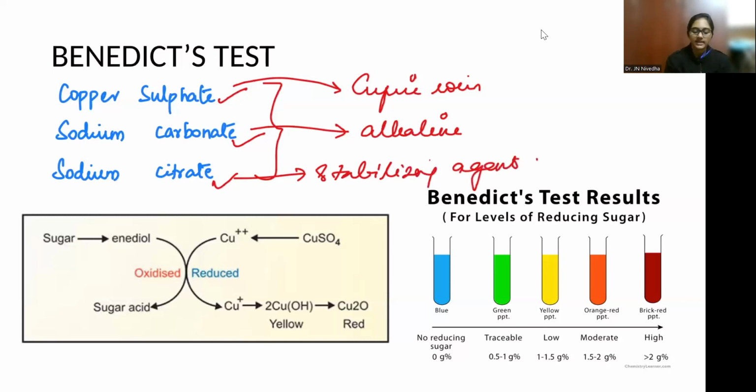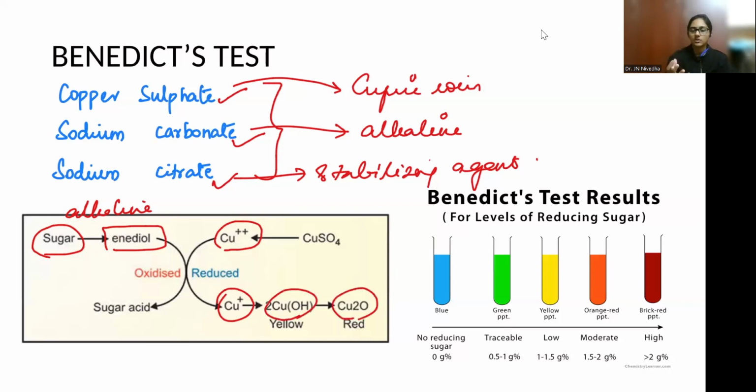Now, what is the principle of Benedict's test? Any reducing sugar in alkaline medium forms the enediol, which is a highly reactive form. This enediol can combine with the cupric ions donated by the copper sulfate in the reagent, and form cuprous ions. Cuprous ions form cuprous hydroxide and then cuprous oxide. The color of the solution is due to the amount of cuprous oxide formed, which depends on the amount of reducing substances.